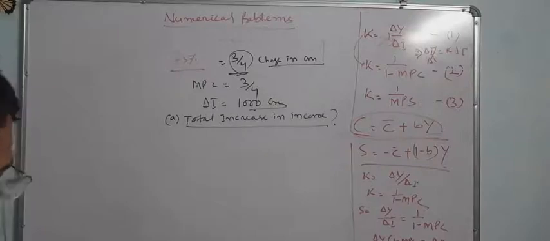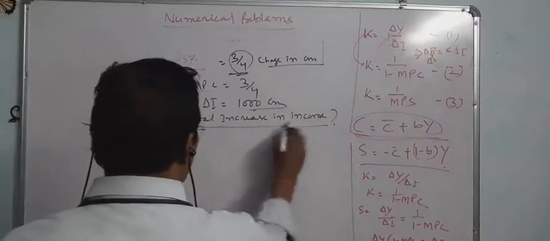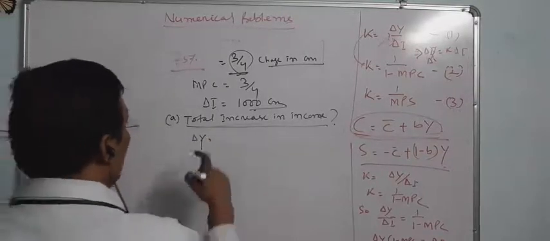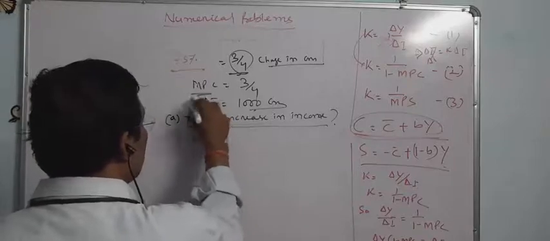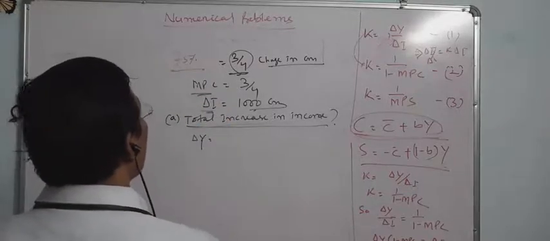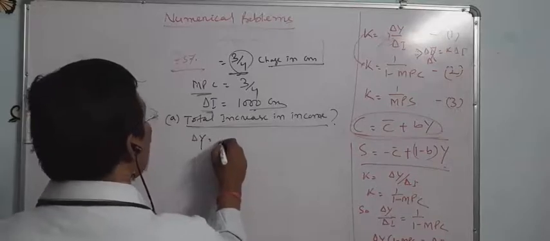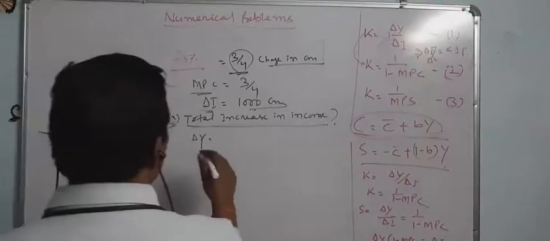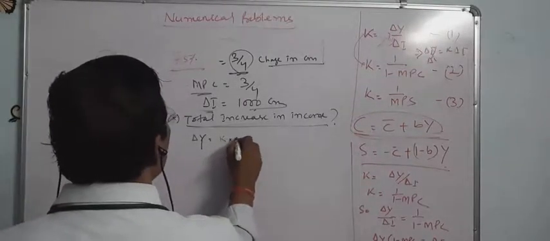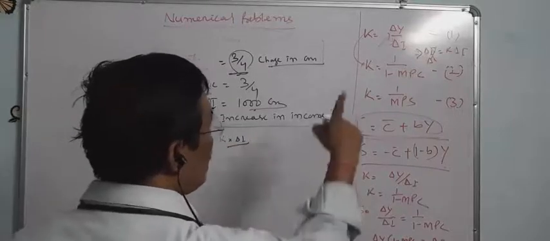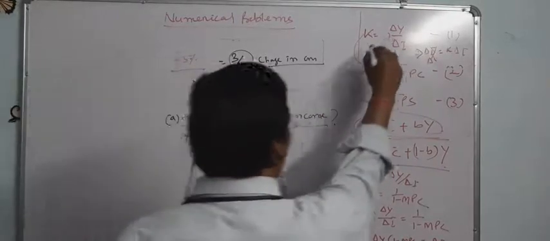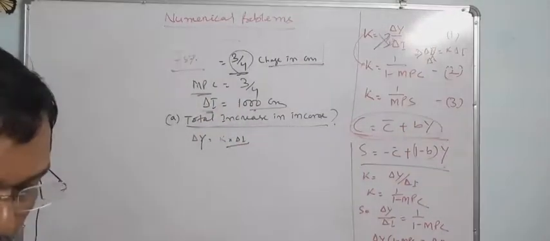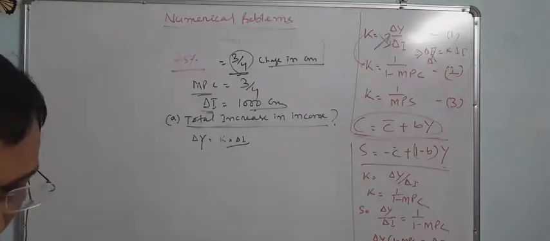So the total increase in income, that is delta Y. We have already known the formula when delta I is given and MPC is given. At that time we know that delta Y equal to K into delta I. That formula I have already derived by cross multiplication. K is not given.